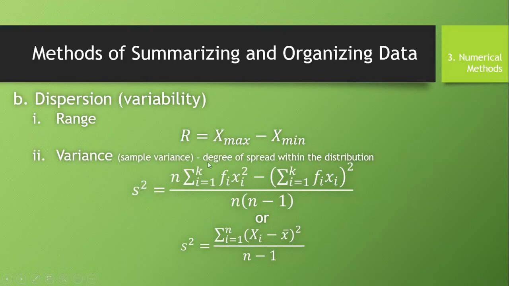Now when we say variance, this is actually the degree of spread within the distribution. Now this can be calculated by using this for grouped data and this one for ungrouped data.